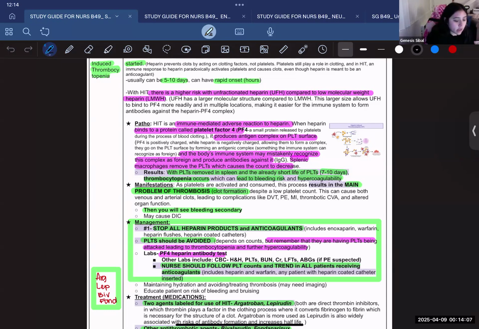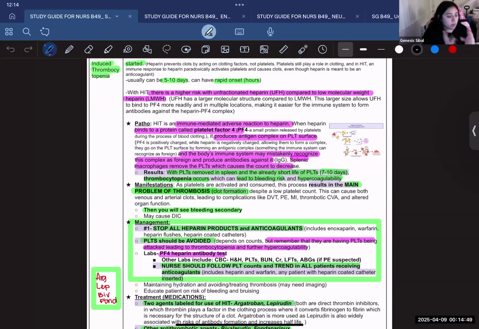But basically, with HIT, it's an immune-mediated adverse reaction to heparin. When heparin binds to a protein called platelet factor 4, so it's PF4, a small protein released by platelets during the process of clotting, it produces an antigen complex on the platelet surface. How it does this is in small parentheses, and I'm still going to read it because it's interesting. PF4 is positively charged, while heparin is negatively charged, allowing them to form that complex. They go on the platelet surface and form what's called an antigenic complex, which is basically something the immune system sees as foreign.